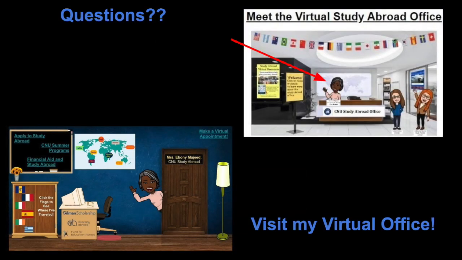Questions? For questions, feel free to email me at ebony.mcquade@cnu.edu or by phone at 757-594-8235. I also have a virtual office found on the landing page of the CNU Abroad Office portal, located at cnu.abroadoffice.net. Our team looks forward to working with you and your families.